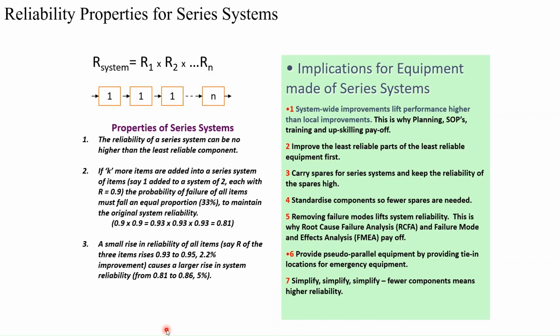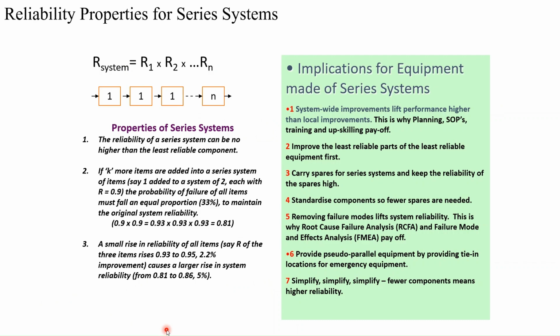If k more items are added into a series system of items, say 1 added to a system of 2, each with R equals 0.9, the probability of failure of all items must fall in equal proportion, 33%, to maintain the original system reliability. 0.9 times 0.9 is equal to 0.81 for two items, and 0.93 times 0.93 times 0.93 is equal to 0.81.